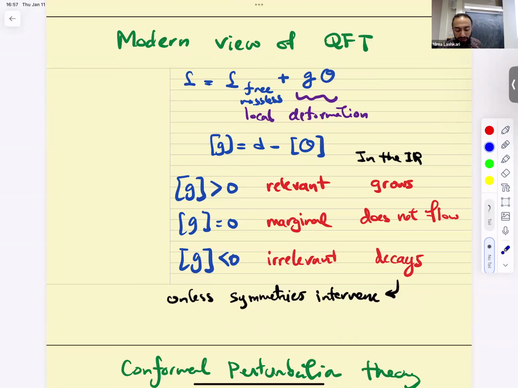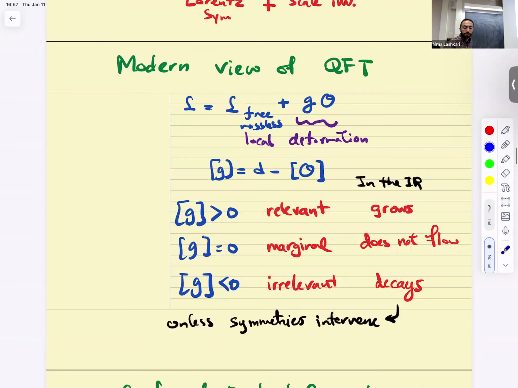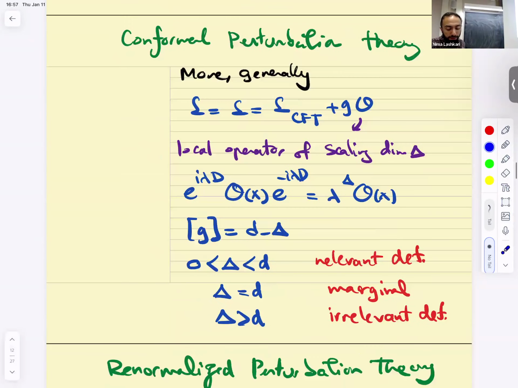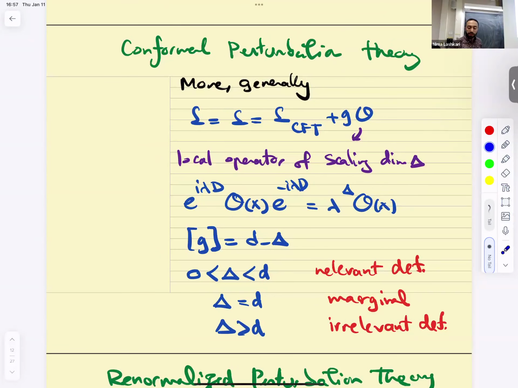If g is positive, these are relevant. We said that they grow in the infrared. If g is 0, they're marginal. They do not decay or grow. They remain the same. And if g is negative, these are irrelevant, so they decay. Unless symmetries intervene, this picture is correct. Good. So the conformal perturbation theory is like this.